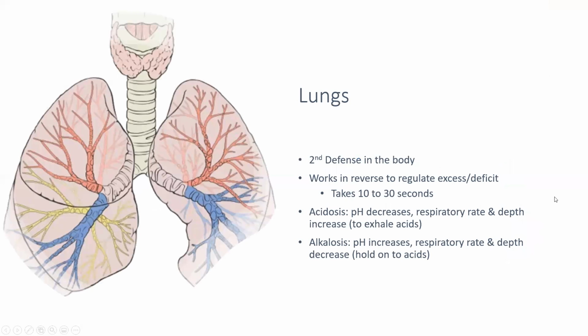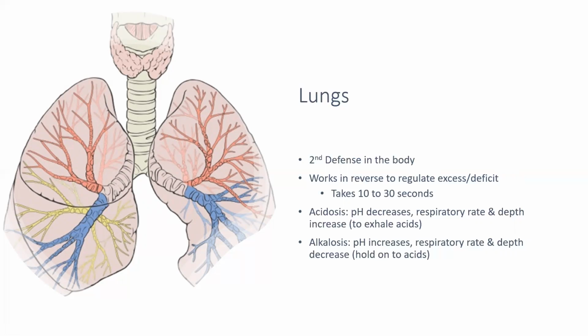So let's talk a little bit about the lungs. Though we just talked about the primary buffers, this is considered a secondary buffer. After the body has used up all those resources, it then turns to the lungs to help correct some issues. So it's called the second line of defense. It works in reverse to help regulate excess or deficit. It takes about 10 to 30 seconds, so it has a very quick response time to any sort of abnormality within the body. And so we have two different states, right?